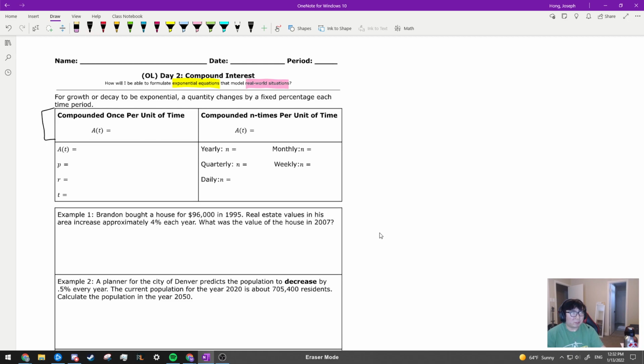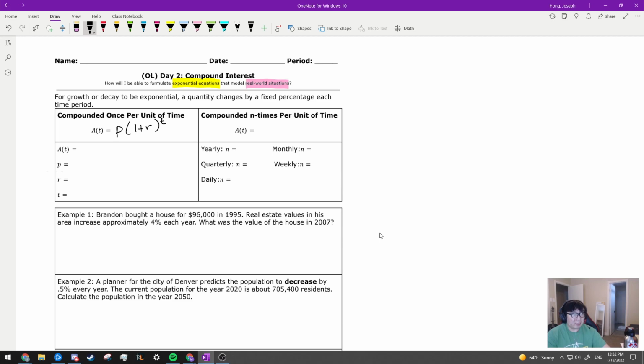So let's say, for example, you compound once a year. So the equation would be A times 1 plus r to the power of t. And I'm going to be labeling these things, or I guess I could put P. I'll put P, because it aligns with my paper.